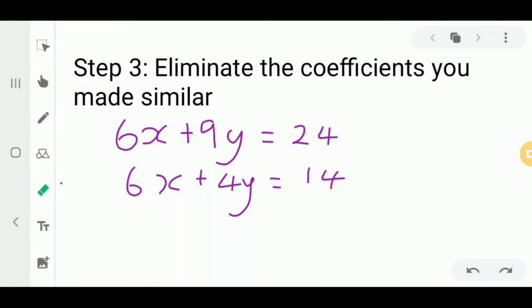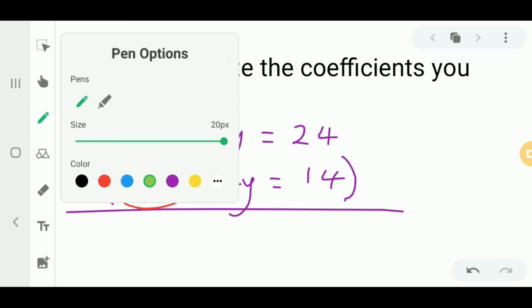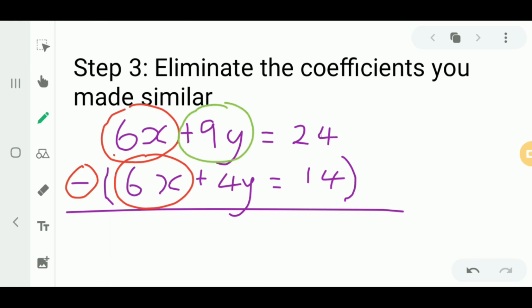So now for step 3, we have to eliminate the coefficients that we just made similar. So how can we get rid of the x's? We have to say 6x minus 6x. So what that means is you have to subtract this entire equation from the equation above. So it is 6x minus 6x, that gives you 0. Then you have plus 9y minus plus 4y. So that's 9 minus 4y, and that gives you 5y. Then you have 24 minus 14, and that gives you 10.